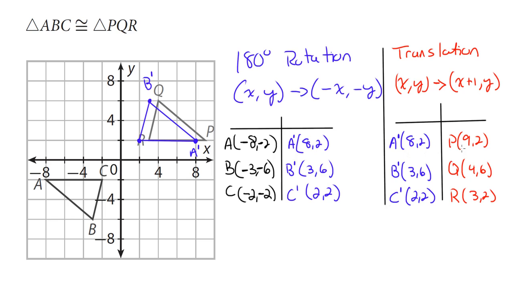And if we plot these points, we see that P is indeed at 9, comma, 2 and Q is indeed at 4, comma, 6 and R is indeed at 3, comma, 2. And the rigid motions that were used were a 180-degree rotation followed by a translation of x plus 1, because we just moved one step to the right.